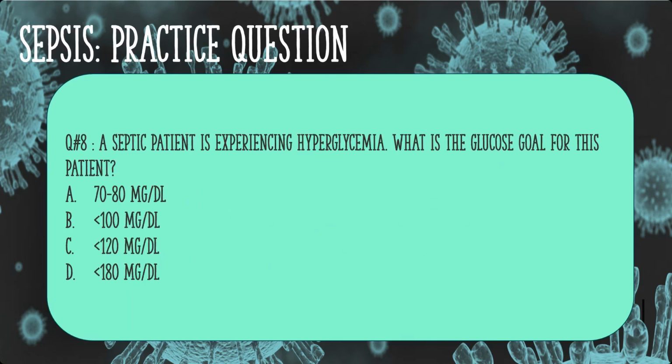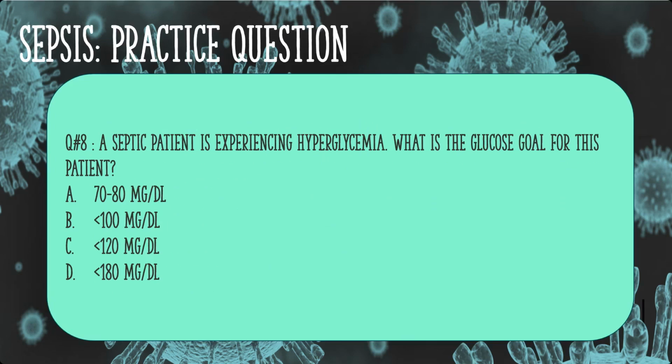All right, good. Question 8. So a septic patient's experiencing hyperglycemia. What is the glucose goal? Awesome. Yeah, a little bit of blood sugar is good, right? We want to feed the cells, but too high is no bueno. So less than 180 is the glucose goal.